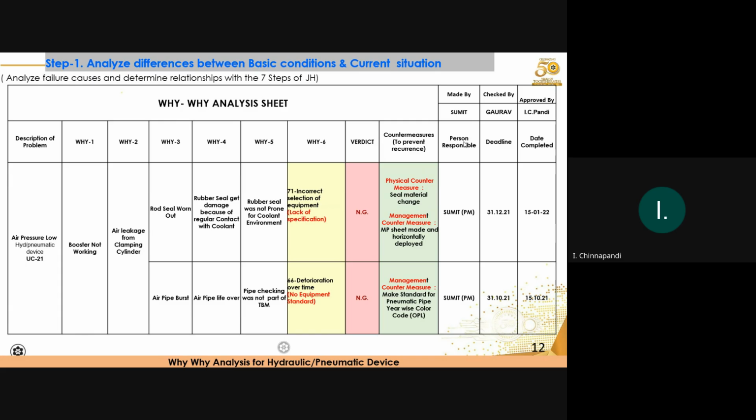In countermeasures, there are 2 countermeasures. One is physical countermeasure, another is management countermeasure. In physical countermeasure, we correct it, what are the things we are replacing or what we are doing. And in a management countermeasure, we take action so that it will not repeat again. The failure should not come again. So 2 types of countermeasures, one is physical, another is the management. Next.